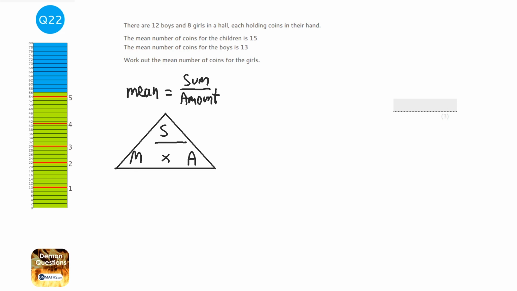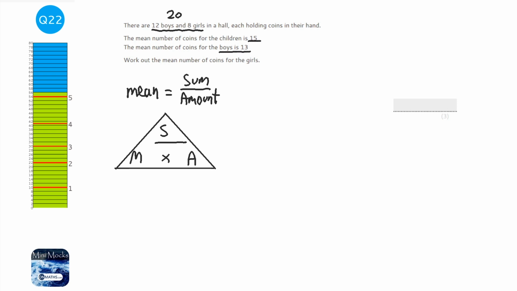Let's have a look. So it says there's 12 boys and 8 girls. So in total there's 20 children. So that's the first thing we need to realise. It says the mean number of coins for the children is 15, and the mean number of coins for the boys is 13.